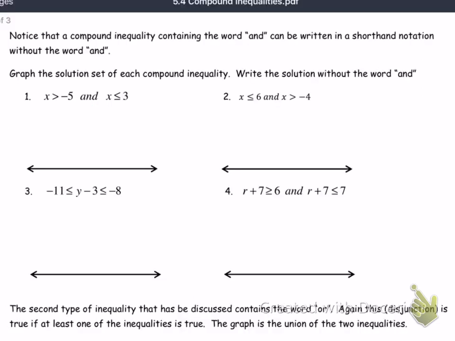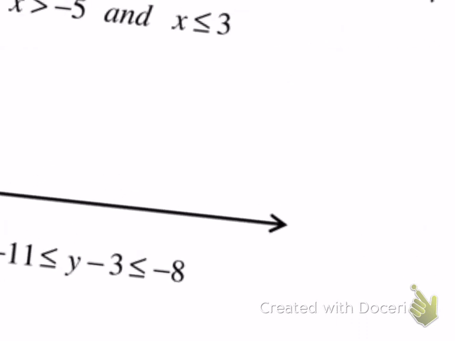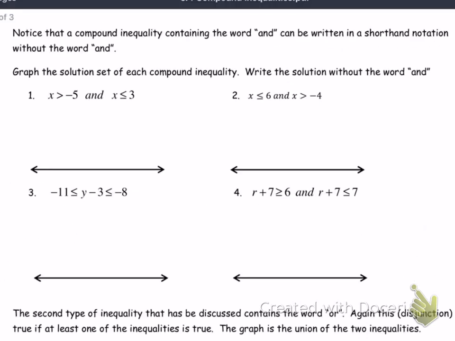Let's turn to the next page. Let's do this first one together. The directions say graph the solution set of each compound inequality. Write the solution without the word AND. So if we get rid of this AND, how we would normally do this is, in order to get rid of the AND statement, put the x in the middle. Over here on the right side, it says x is less than or equal to 3. We're going to keep that one the same.